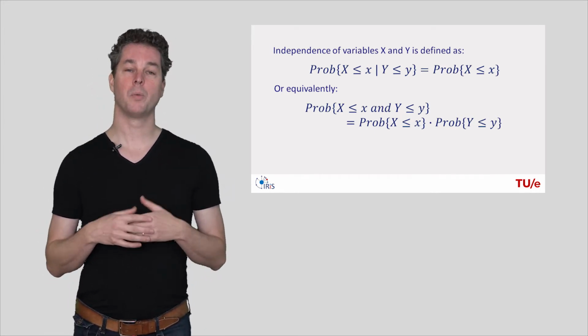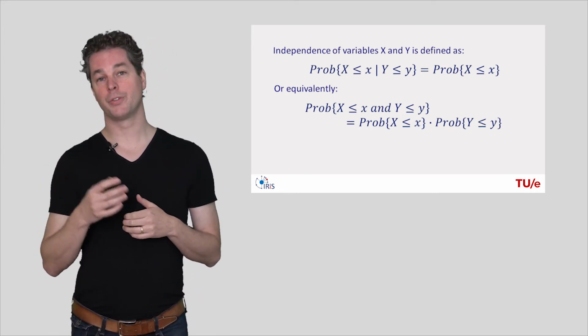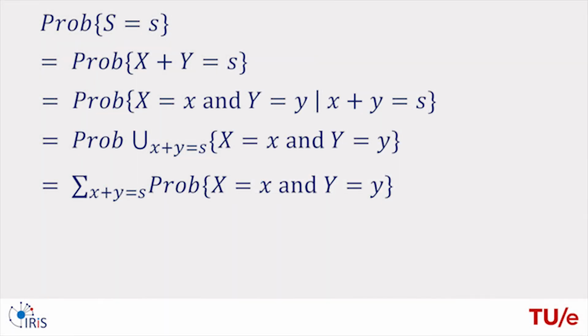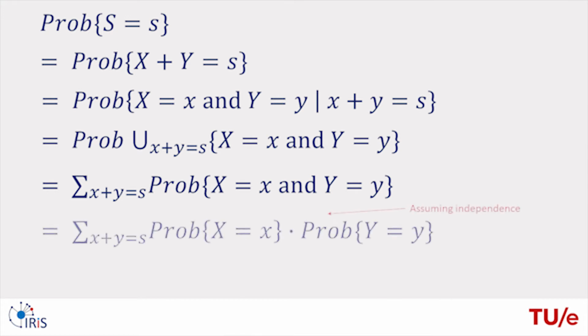Now this we can use to continue our calculation that we were doing earlier on. We were calculating the probability of this sum s and got to the point where the probability that s was equal to small s is the sum of x plus y equal to small s of the probability of x equals x and y equals y.